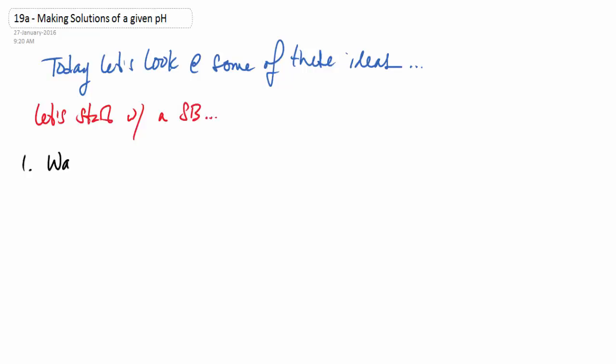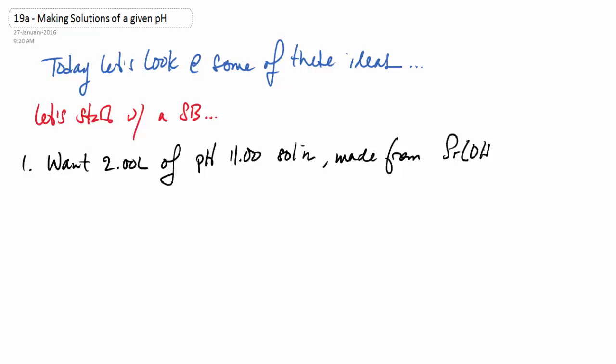We want to make 2 liters of a pH 11 solution, and we'll make that from solid strontium hydroxide. So the question is, how much solid strontium hydroxide do we need to use to make 2 liters of this pH 11 solution? So here's a way to go about this problem. It's pretty straightforward. We'll just solve it right here.